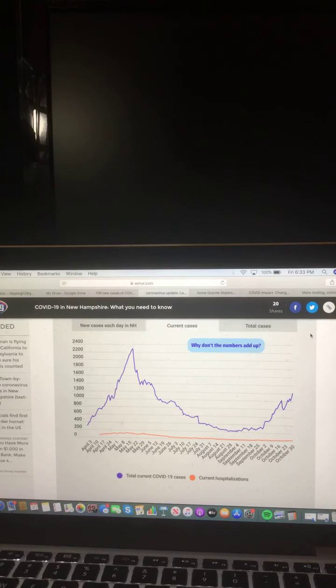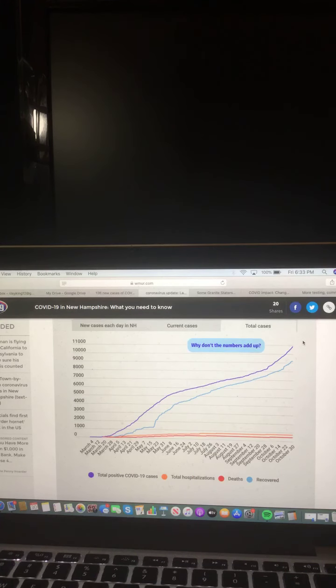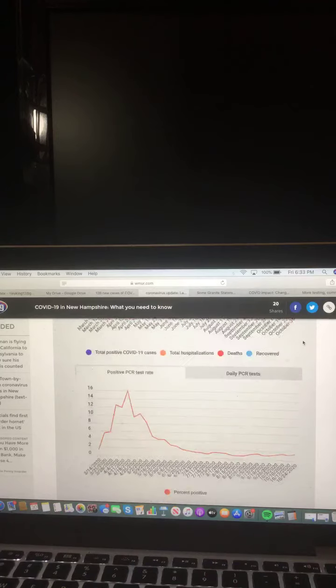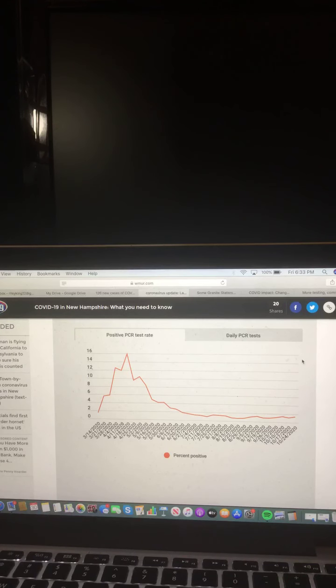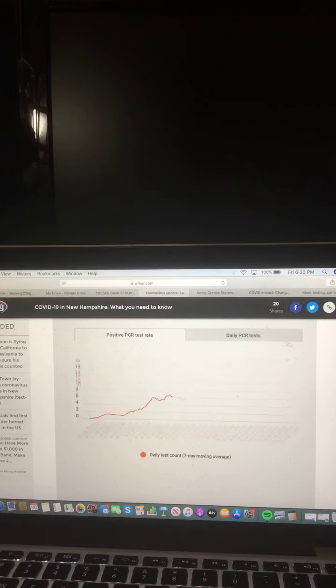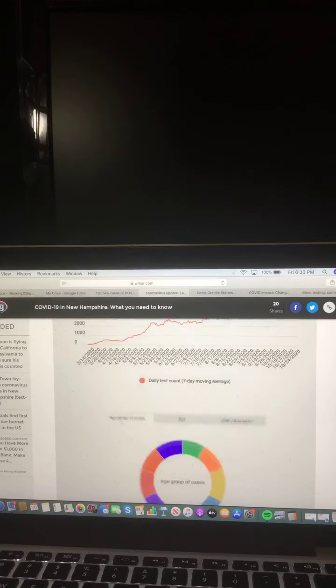Let's take a look at this chart here. Current cases. In the purple, total current COVID-19 cases. In orange, current hospitalization. Let's take a look at this chart here. Total cases. In the purple, total positive COVID-19 cases. Orange, total hospitalization. Red, deaths. And blue, recovered. And let's take a look at this chart here. Positive PCR test rate and daily PCR test.